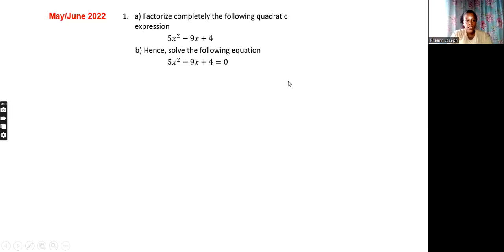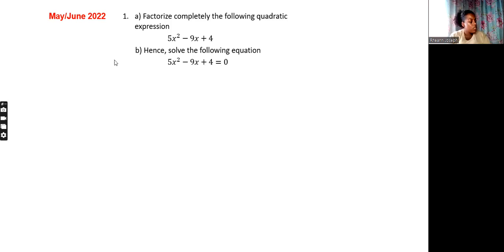So at this point in time, I'm going to start with number one. Number one comes from the May-June Paper 2 2022 exam, which was just a couple months ago, all the way in 2023, right? And let's look at the question. It tells us to factorize completely the following quadratic expression: 5x squared minus 9x plus 4. And then hence solve the following equation: 5x squared minus 9x plus 4.